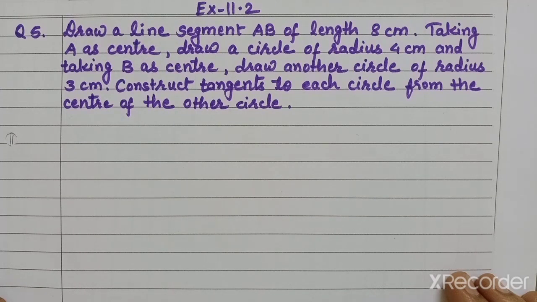Question number 5. Draw a line segment AB of length 8 cm. Taking A as a center, draw a circle of radius 4 cm, and taking B as a center, draw another circle of radius 3 cm. Construct tangents to each circle from the center of the other circle. Understood? So let us draw this.